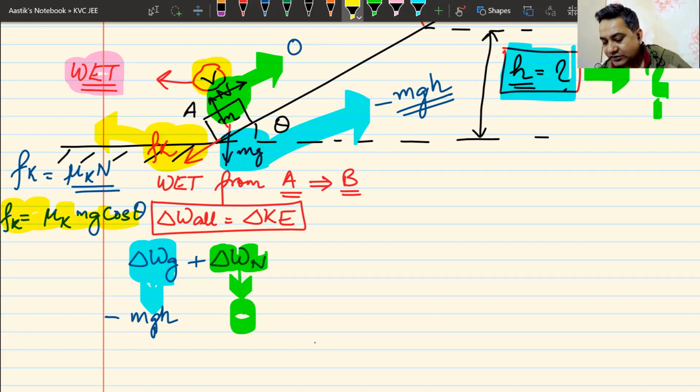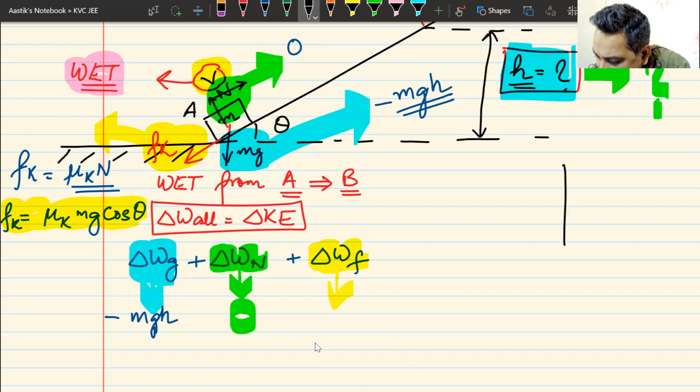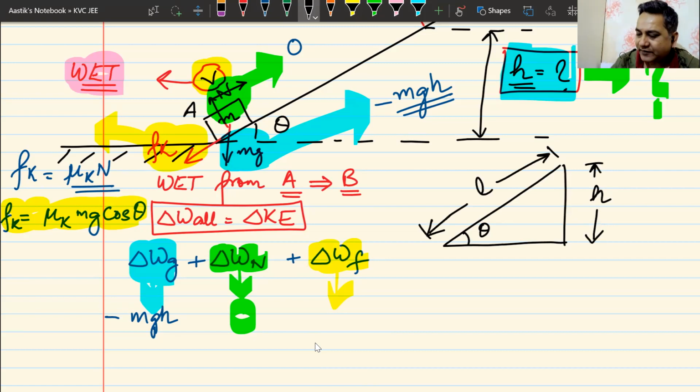So the value of frictional force is mu k into mg into cos theta. And let me add it up here: plus work done by friction. Now what is the work done by this frictional force? We already know the value of this frictional force. What you have to find out is the distance it has moved. So I'll draw a simple diagram here. This height is h, this angle is theta, and this length is L. So basically, I have to find the value of L. What is the value of L?